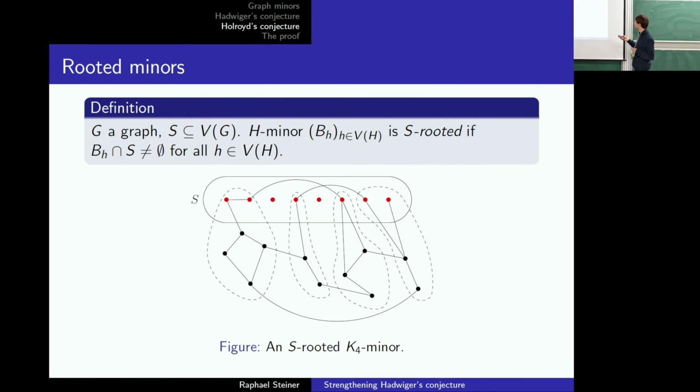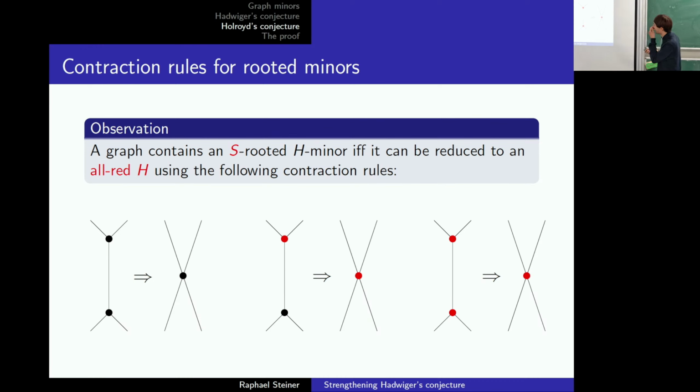So basically, when we contract an edge, we somehow want to keep the colors if at least one of the endpoints was colored, right? So if you have an edge red, black, and you contract it, then the vertex should be red again. And if it's black, it stays black. And if you apply these rules, then you can say the graph contains an S-rooted H minor if and only if it can be contracted to an all red H using these rules. Any sequence of contractions giving an all red H is a certificate for this rooted minor and vice versa. Okay, so that's the way to think about it.